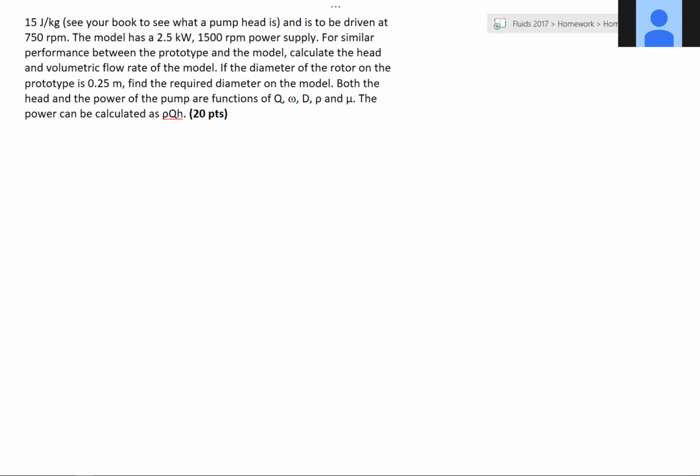Okay, so the first thing it says is both the power and the head are functions of Q, omega, D, rho, and I also gave you the equation for the power. Okay? So what's the first thing you're going to have to do with this problem?